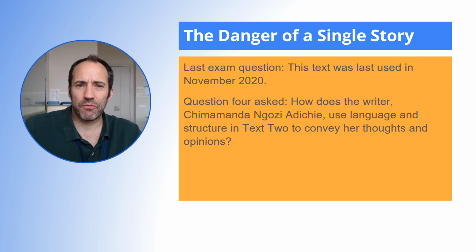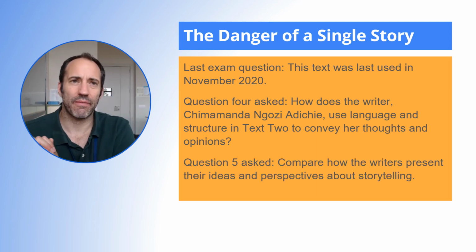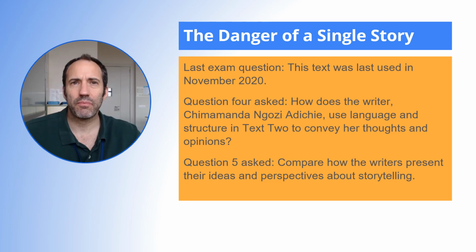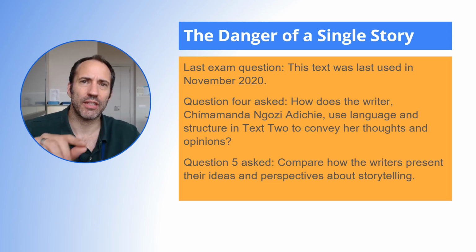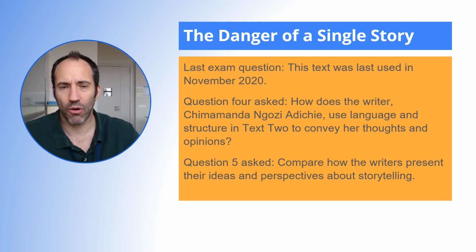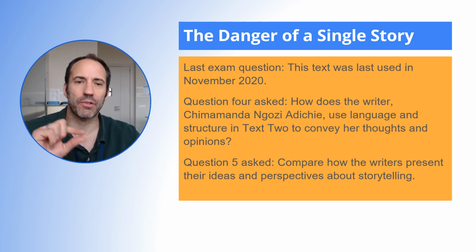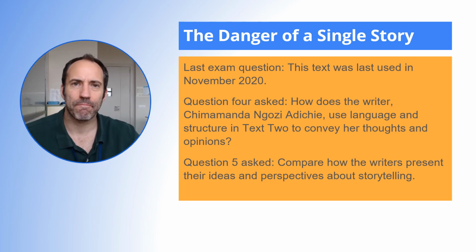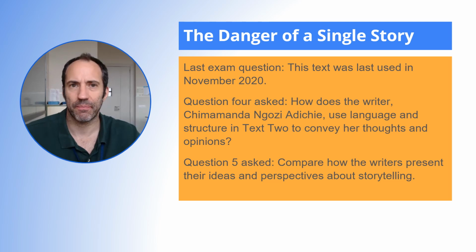Now, question 5 is going to compare it with a completely unknown text, one that you haven't read before. And this will always ask you to compare how the writers present their ideas and perspectives about something, or just in general. The last time this was asked, they said their perspectives about storytelling. Doesn't really matter. Basically, what you're doing is you're saying, how does the writer feel? How do I know? So, how does Chaminda feel?